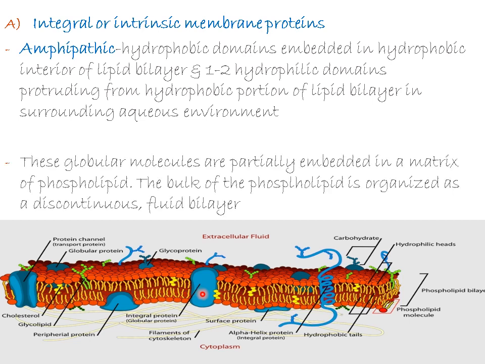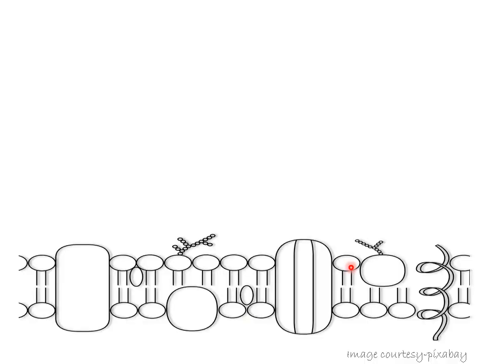These globular molecules are particularly embedded in the matrix of phospholipid, and the bulk of phospholipid is organized as a discontinuous fluid bilayer.